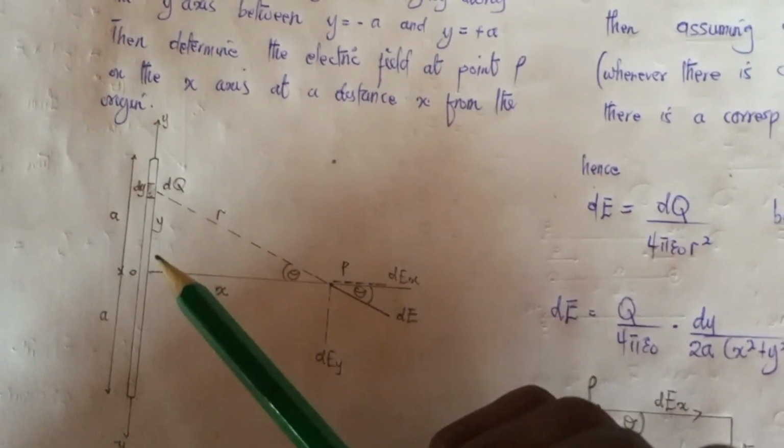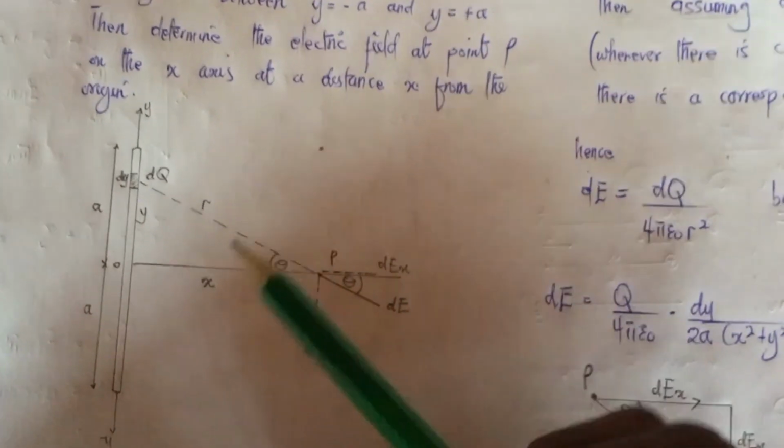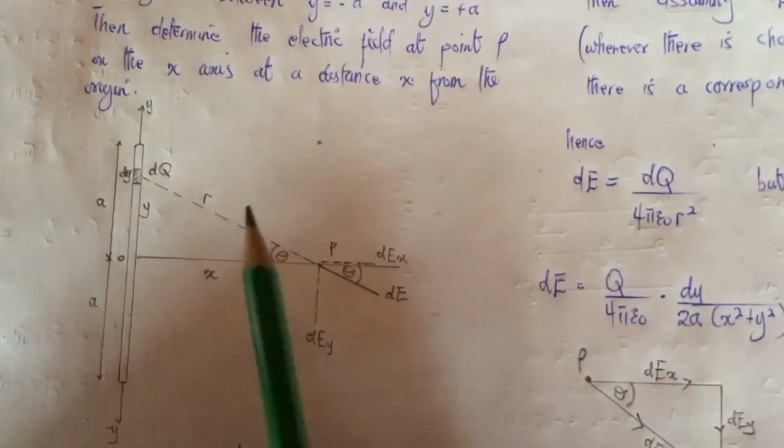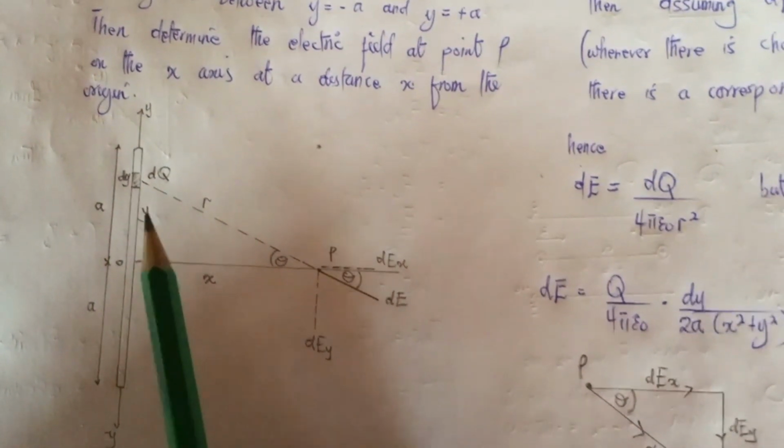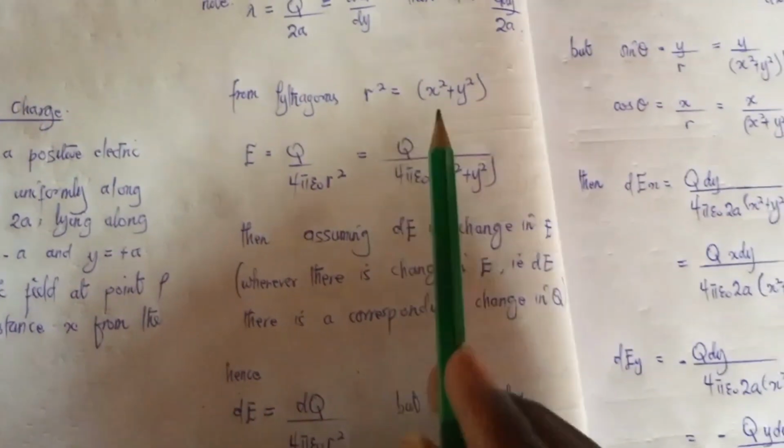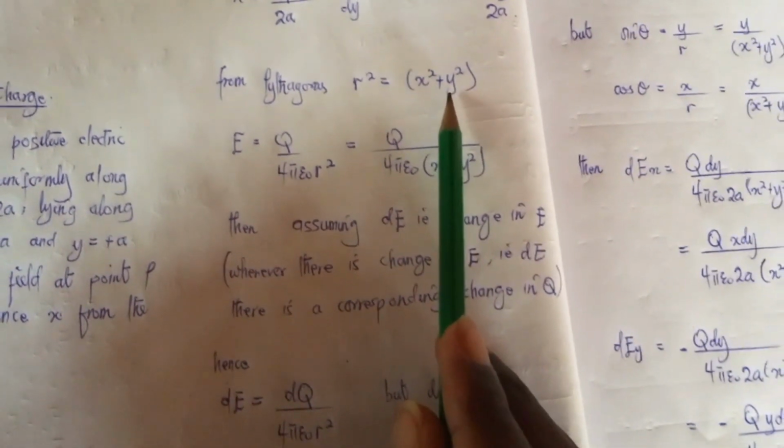This is our y. For that matter, this is our r. From Pythagoras theorem, we all know our r square is equal to what? x square plus what? y square. Okay. So now, from our Pythagoras theorem, r square is equal to x square plus y square.